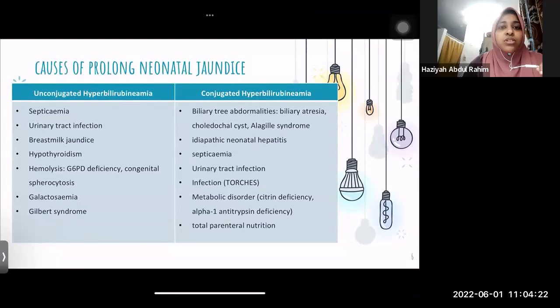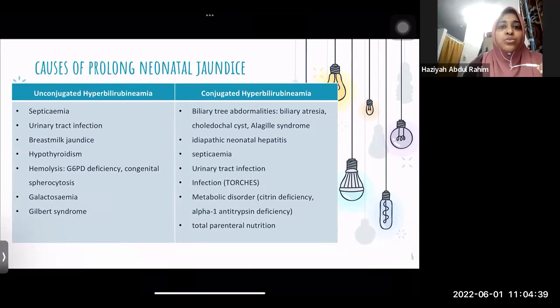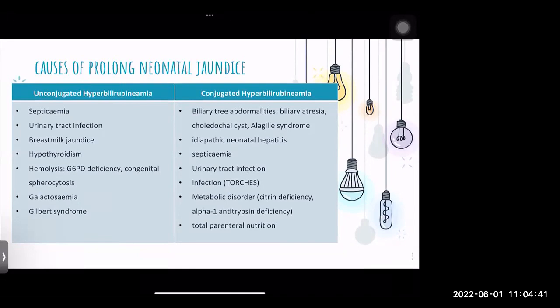Either it's unconjugated or conjugated. Yes, whether it's conjugated or unconjugated. What's the history that you should take to give you an idea whether it's conjugated or unconjugated? Symptom wise, ask about pale stool and dark urine in conjugated. So that's the first thing you should ask, isn't it? If the child has pale stools and dark urine, most likely it's a conjugated hyperbilirubinemia.